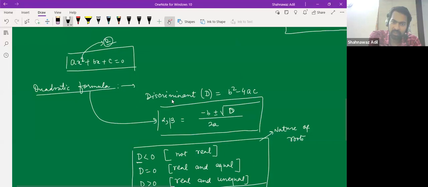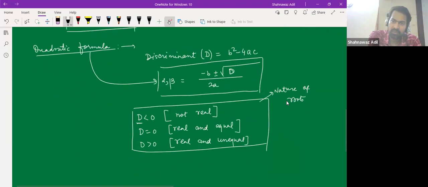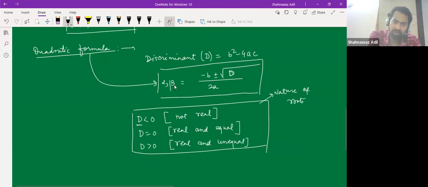First we calculate the discriminant, which is b square minus 4ac, and then we calculate the solution or roots of the quadratic equation by this formula, right? We can also determine the nature of the roots using this discriminant. If D is less than 0, we don't have any real roots. If D is equal to 0, we have real and equal roots. And if D is greater than 0, we have real and unequal roots. So this part we were discussing. Right, everybody? Now you remember, right?